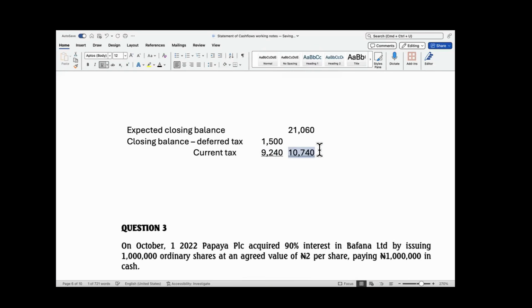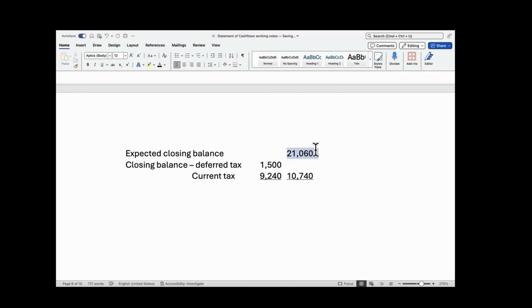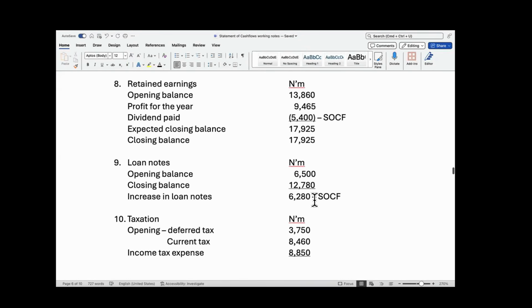Expected closing, then closing. So there's a decrease in tax, in income tax, in taxation. Of how much? 10,320. This decrease, what does it mean? Tax paid. Fantastic. Because for our tax liability to decrease, it means you have paid taxes. But anyway, for a liability to decrease generally, it means you have actually paid off.